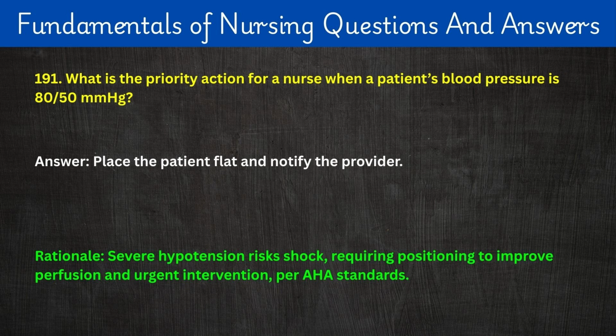191. What is the priority action for a nurse when a patient's blood pressure is 80/50 mmHg? Answer: place the patient flat and notify the provider. Rationale: severe hypotension risks shock, requiring positioning to improve perfusion and urgent intervention, per AHA standards.